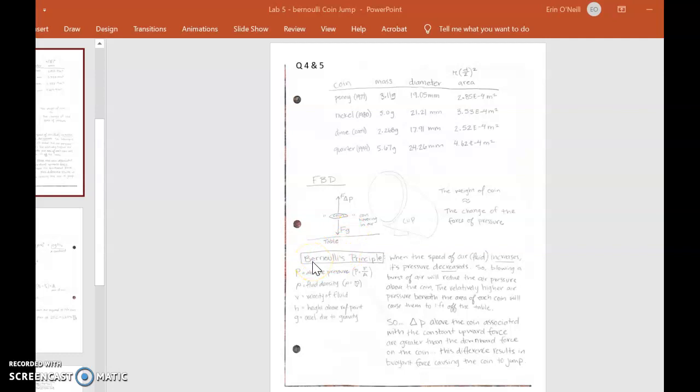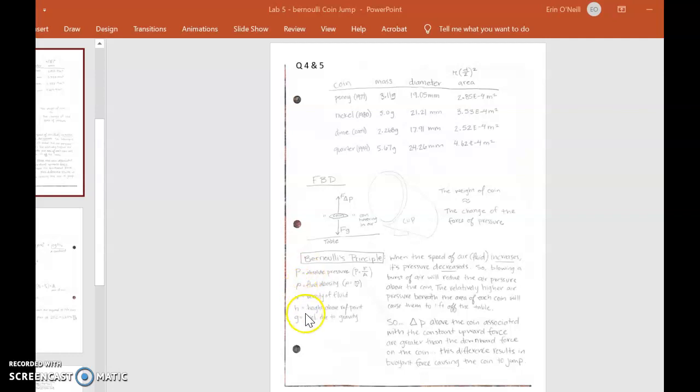According to Bernoulli's principle, the speed of air increases as its pressure decreases, which is why blowing quickly to make the air move faster above the coin will decrease the pressure above the coin, and therefore the pressure below the coin, which is the constant, will cause the coin to lift.